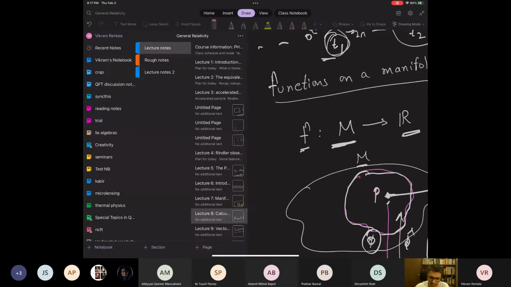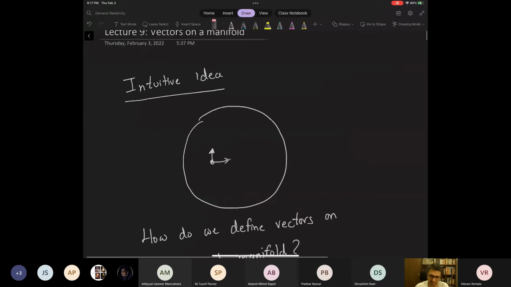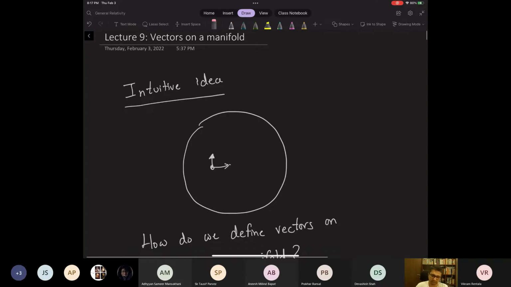All right. So now what we'll do is I'll just start some of the ideas about vectors. Now that we have this notion of curves, we'll find that this is actually very helpful if we want to define the idea of vectors on a manifold. So let me give you first an intuitive idea today of what exactly we mean by a vector on a curved space, or some kind of manifold.